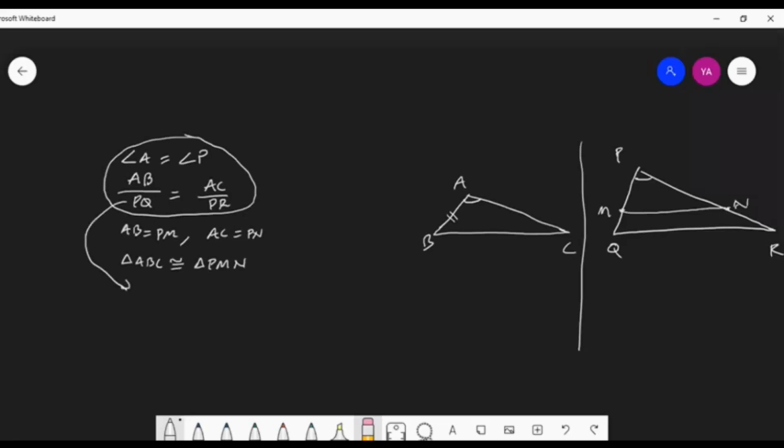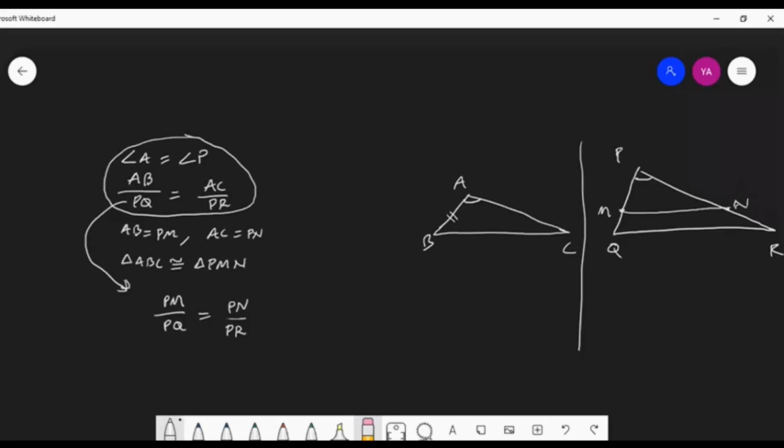we start from the second condition given, that is AB by PQ is equal to AC by PR, that is given. Okay, so look here in the picture, AB by PQ. So we can substitute AB and AC. AB is PM, and AC is PN. So PM by PQ is equal to PN by PR.